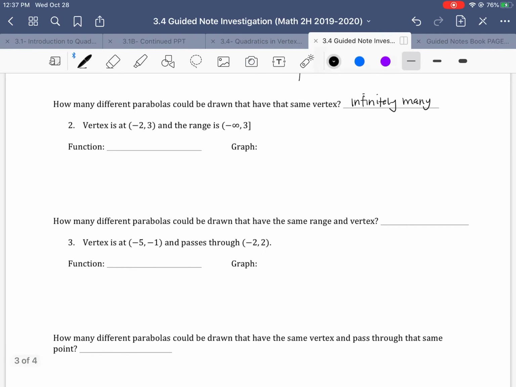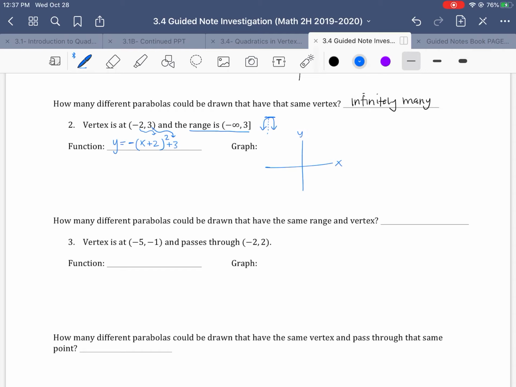Now, as we go down, they get a little bit more specific. The next one says, what if the vertex is at negative 2, 3, and the range is negative infinity up to 3? The reason this one's a little more specific is our function. If we go to put it in, we know it's squared. We put in the h value, which is a positive 2. We put in the k value, which is plus 3. And then we put in our x and our y. Now notice the range here is negative infinity to 3. So that means it has to be one that's upside down, because it's negative infinity up to 3 and it stops. So in this case, we want to put a negative out front. That would complete that equation.